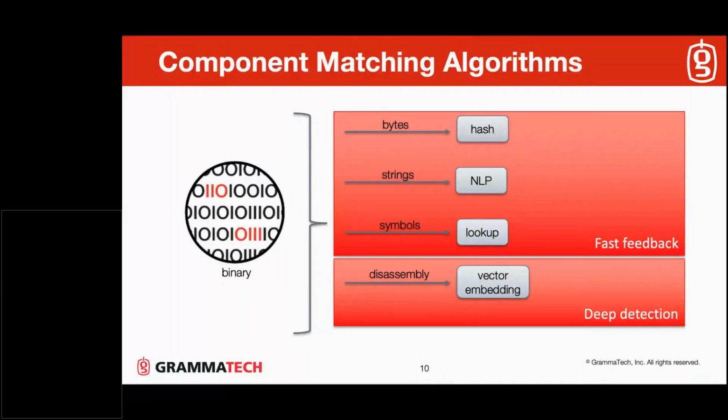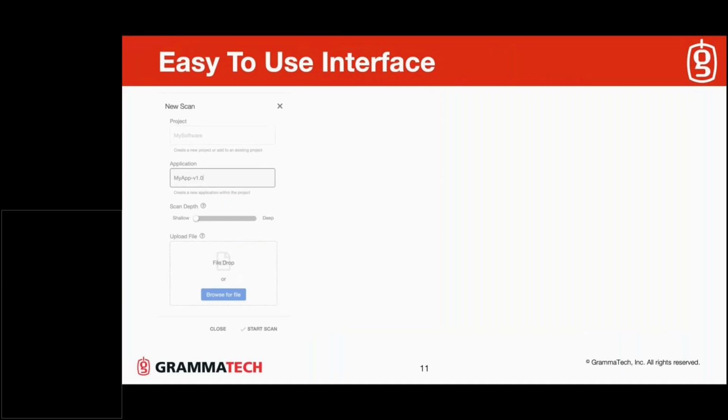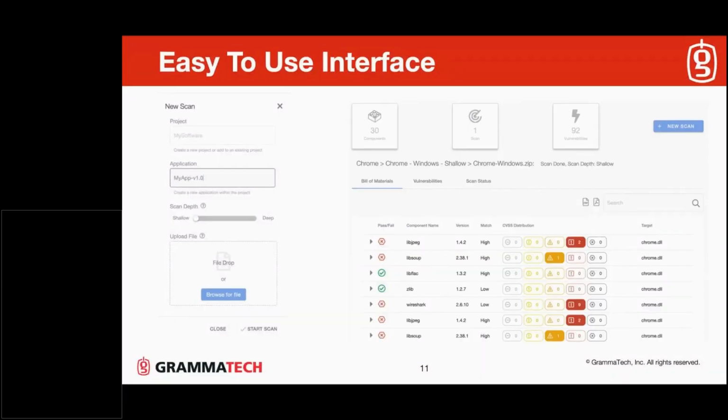So from a UI point of view, and you'll see this in the demo, when we launch a new scan, literally we define a project, we define the application. So that might be a particular version of an application. Select the scan depth, drop the file on the interface, and then effectively the results come back, and we'll look in more detail on this as we go through. Again, we also produce a bill of materials, so you know exactly what you've got in your software, and you can provide that if needs be to customers and partners alike.